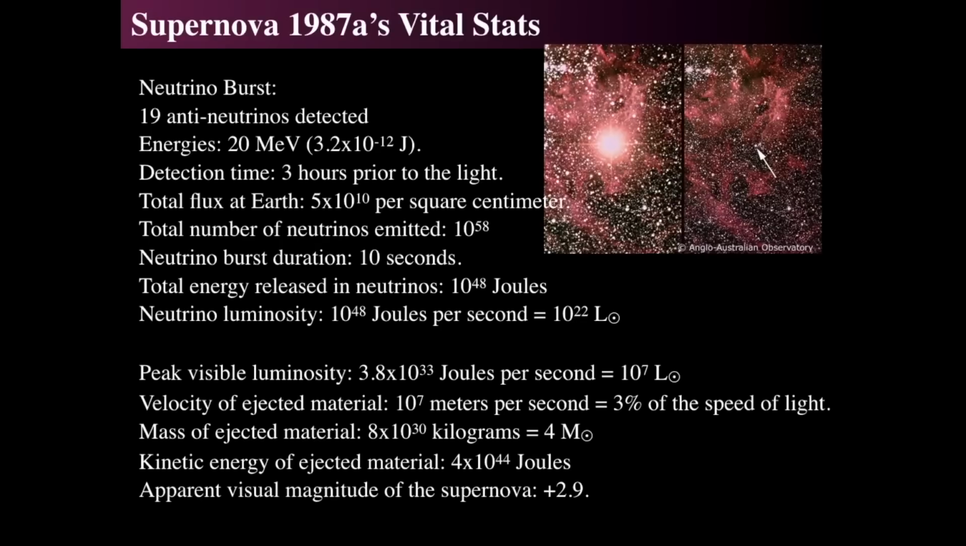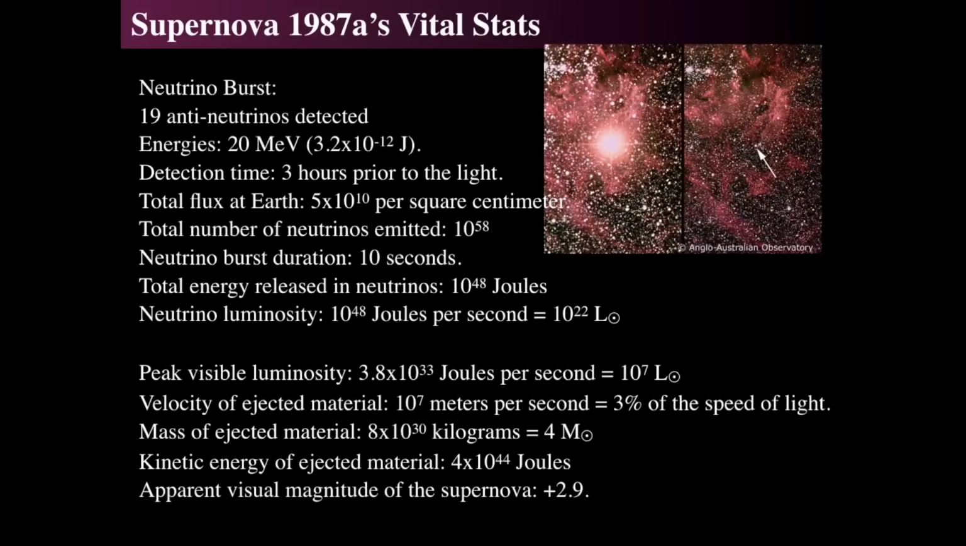And the luminosity of it was astonishing in terms of how much energy there was compared to the sun. So the peak visible luminosity, meaning how much light it emitted, was only a measly 4 times 10 to the 33rd joules, which is only about 10 million solar luminosities, which isn't much. So that's incredibly small compared to the neutrino luminosity. It's a tiny fraction. Remember, that's about 10 to the 15th times less luminosity in light than there was in neutrinos.